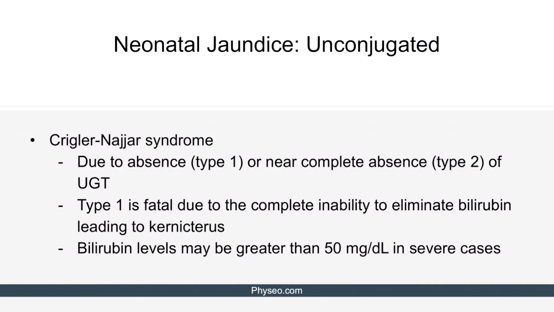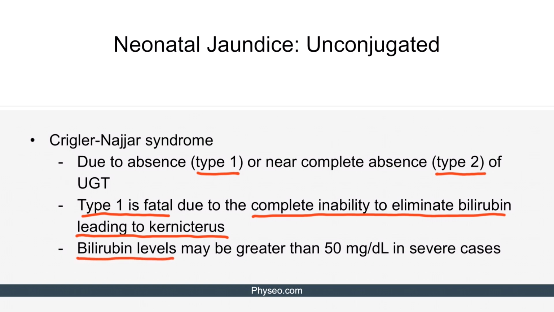The last etiology of unconjugated neonatal jaundice that we'll discuss in this video is Crigler-Najjar syndrome. This syndrome is secondary to a complete or near complete absence of UGT. Type 1 is associated with a complete absence of this enzyme, while type 2 is associated with a near complete absence of the enzyme. Type 1 is fatal because an absence of the UGT enzyme results in the complete inability to eliminate bilirubin, which will inevitably lead to kernicterus. In severe cases of Crigler-Najjar syndrome, infants may have bilirubin levels that exceed 50 milligrams per deciliter.